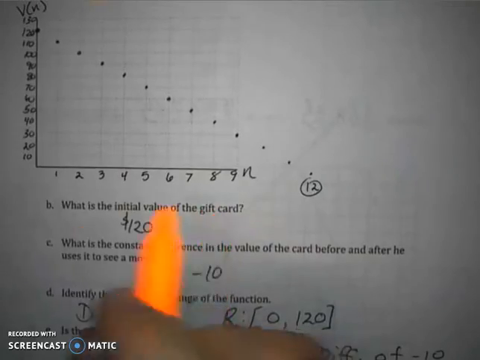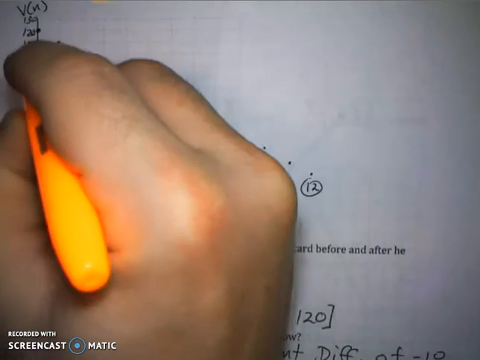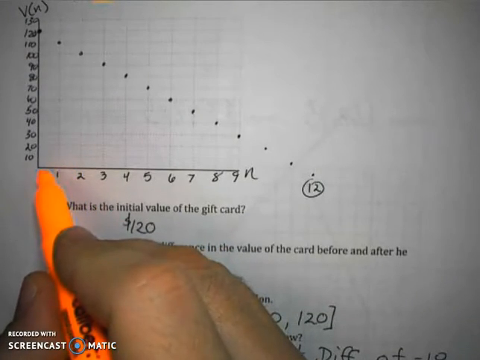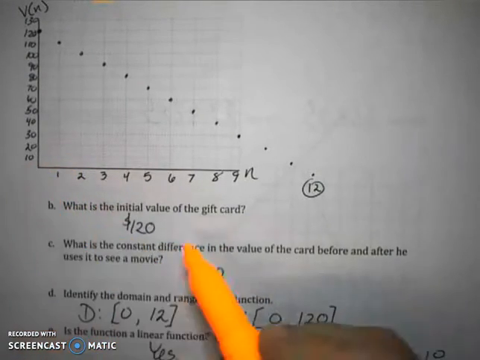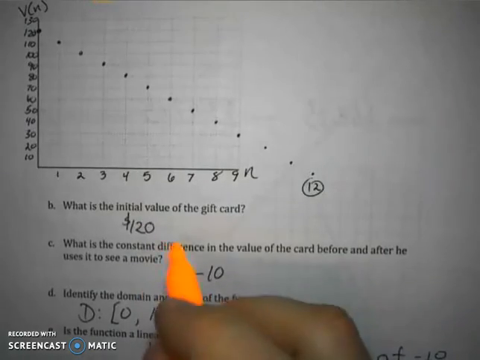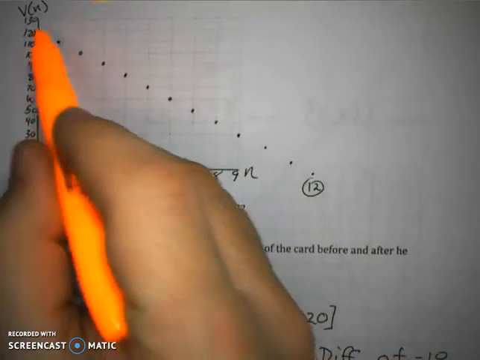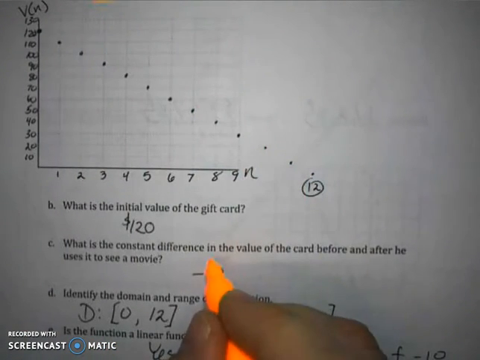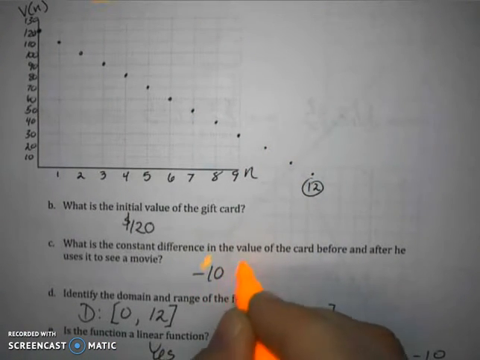So I'm going to ask, what is the initial value of the gift card? Initial value is whatever point is on this vertical axis. What is the value when you're at 0 movies? That's 120. What is the constant difference or common difference? That's how much we're counting down by each time. Well, that's the minus 10 part of that. Minus $10 per movie.